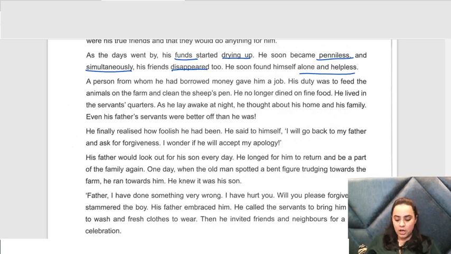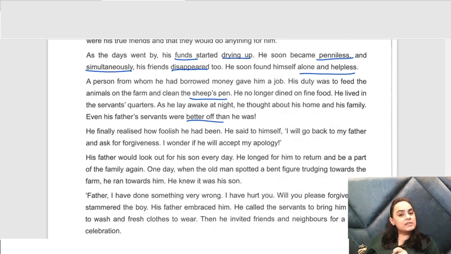A person from whom he had borrowed money gave him a job. His duty was to feed the animals on the farm and to clean the sheep's pen. He no longer dined on fine food. He lived in the servants' quarter. As he lay awake at night, he thought about his home and his family. Even his father's servants were better off than he was.